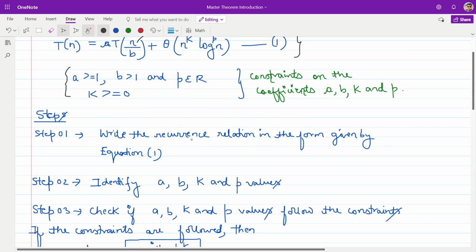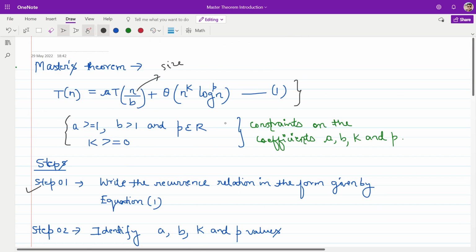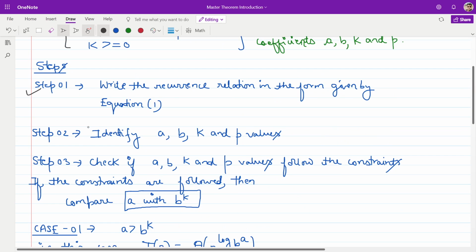So what I will do is present you with a series of steps that you have to follow in order to solve a problem by using Master's theorem. Let us talk about the different steps. In step one, whatever recurrence equation is given to you, you have to simply write it in the form of equation one. You have to put it in this standard form. This is my step one.